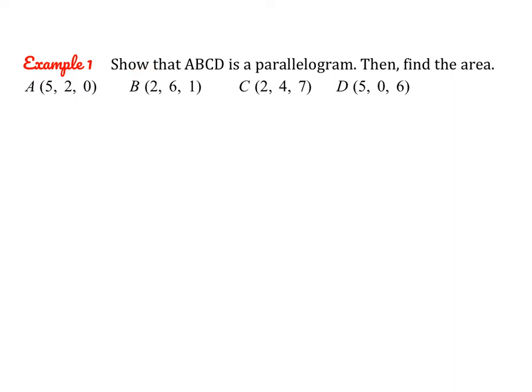The first thing they would like us to do is show that ABCD is a parallelogram, given these 4 points, and then we're going to find the area. So the first important thing to know is how do we prove that something is a parallelogram? One of the main definitions of a parallelogram is that both pairs of opposite sides are parallel. So if we can show that both pairs of opposite sides of ABCD are parallel, we can show that it is a parallelogram.